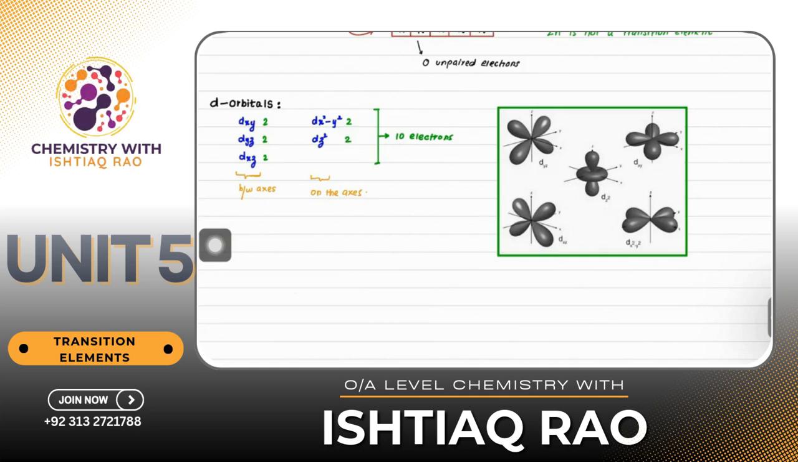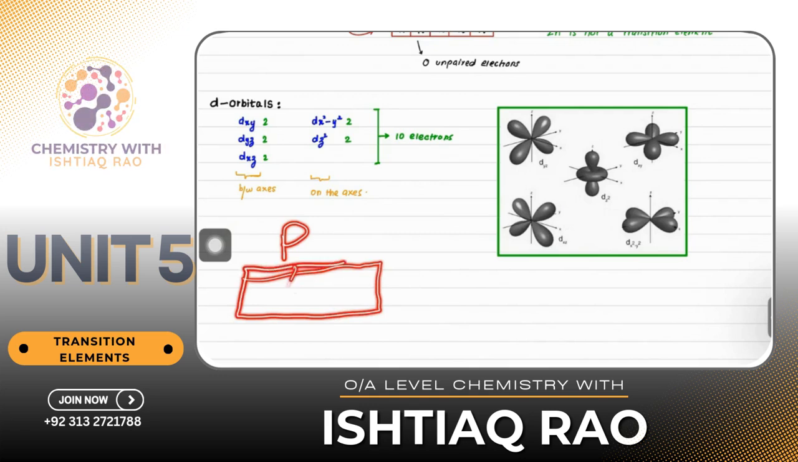If you remember, when we used to write configuration for any element, let's suppose I have phosphorus. Phosphorus is 15. So when you will be writing the configuration for phosphorus, you will be writing 1s2, then 2s2, then 2p6, then 3s2, then 3p3. So 3p3 means what? 3p, it's a p orbital, p subshell. And p subshell has how many orbitals? Three orbitals. One, two, three, isn't it?